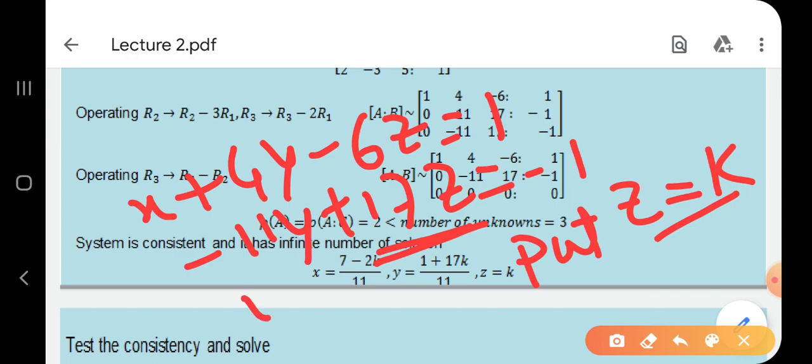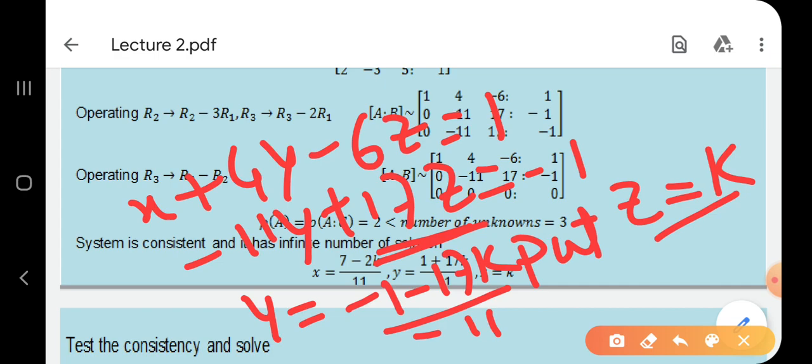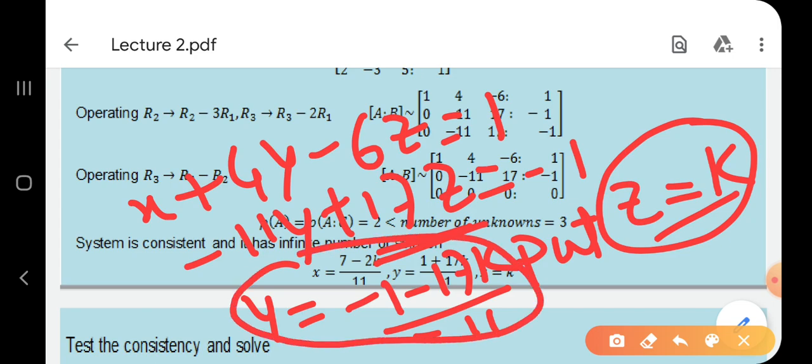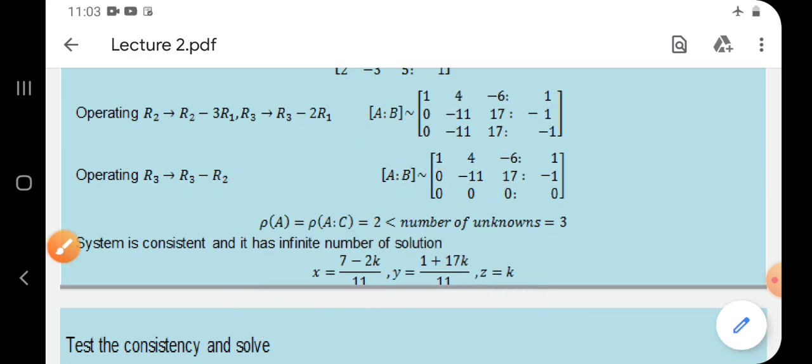What I get? y is equal to minus 1 minus 17k divided by minus 11. Take minus 1 common and cancel. Now it's your exercise. Put this z and y in the first equation and find the value of x and reply to me the answer in the comment section.